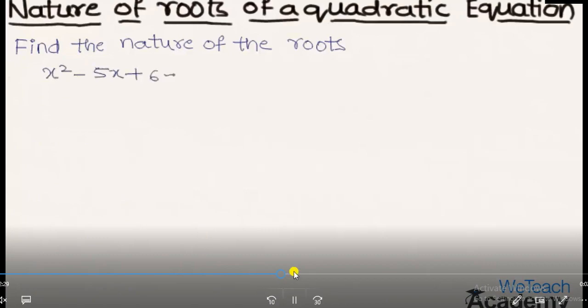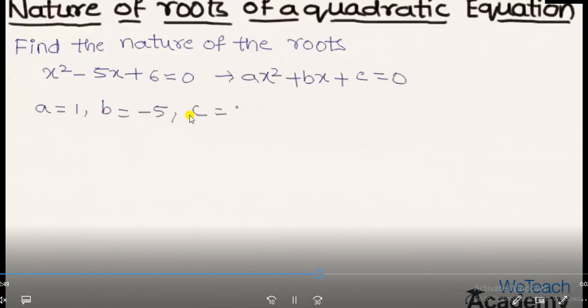Now let us see the next question. Find the nature of roots. We have x square minus 5x plus 6 equals 0. So compare the equation with the standard equation and find out the value of a, b and c. A value is 1, b value is minus 5 and c value is 6. So for finding the nature, we have to find the value of d, that is b square minus 4ac.